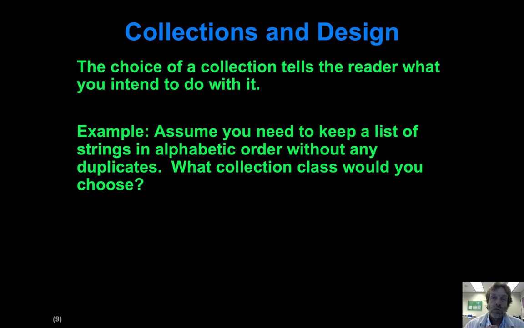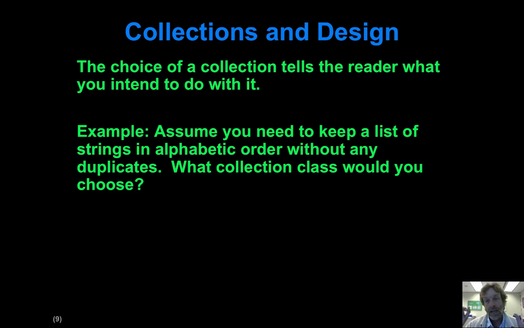I want you to recognize that the kinds of collections you use are very informative to the future reader of the system, which might be you, about what your design intent was when you were building the system. So if you need to keep a list of strings in alphabetical order, without any duplicates, what kind of collections class would you use?